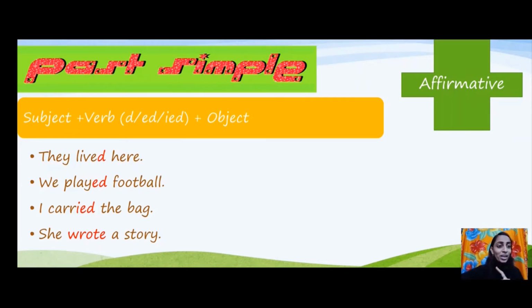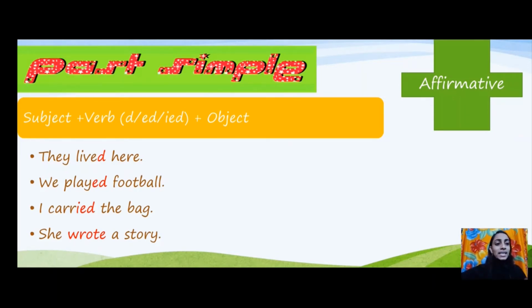But there are some irregular verbs. Those irregular verbs do not follow this rule. In such case, the complete verb will be changed. Okay? Now let us see some examples. They lived here. We played football. I carried the bag. She wrote a story. If you observe the last sentence here, wrote. Wrote is past form of write. Yes, it is an irregular verb, so it doesn't follow the d, ed or ied rule.